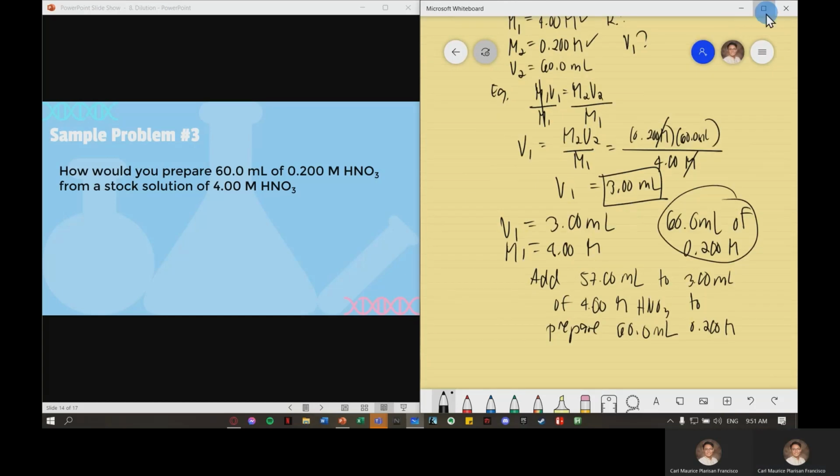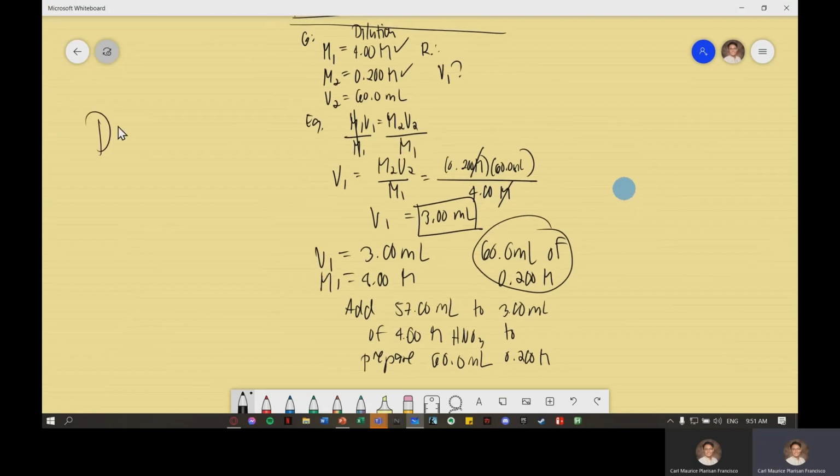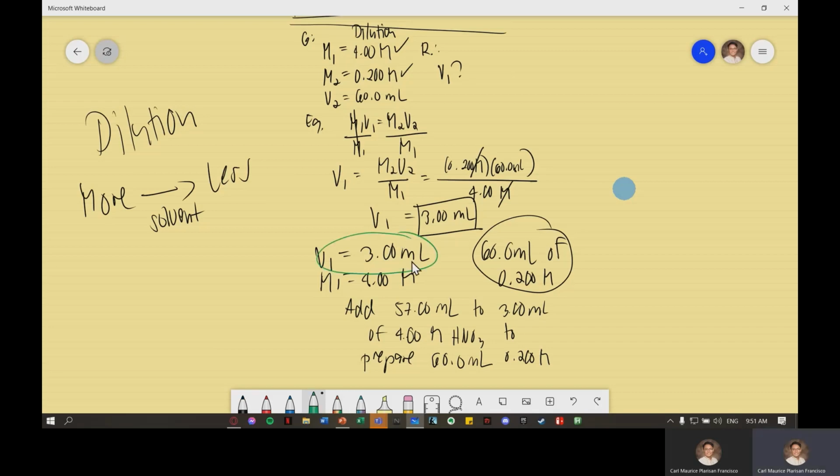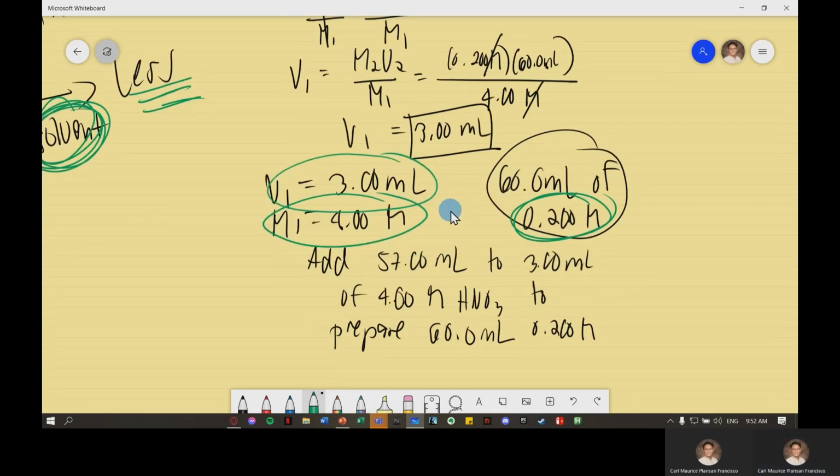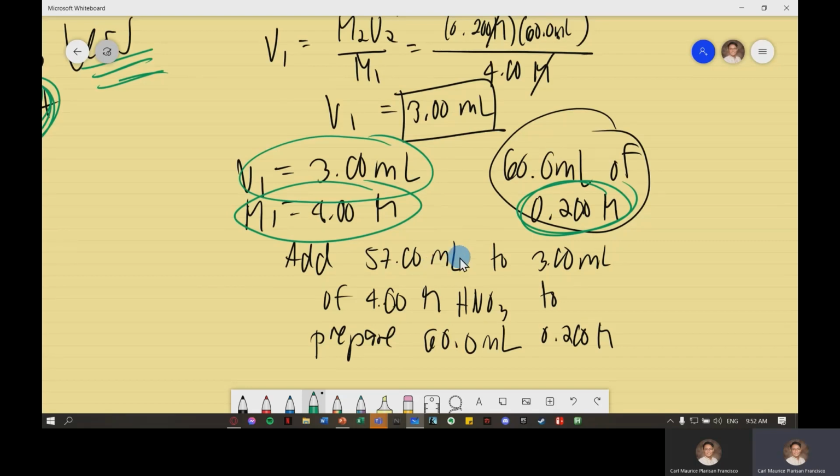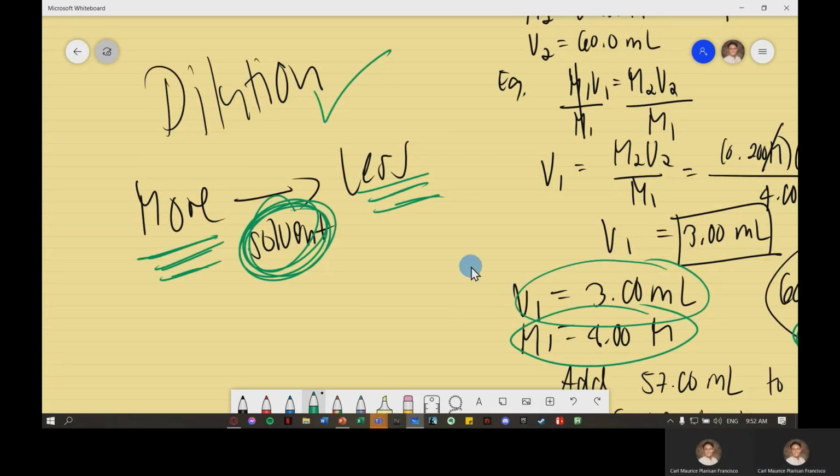Okay. And just to check if this particular solution follows your dilution process. Again, dilution is from more concentrated to less concentrated by adding solvent. So our initial is 3.00 and our initial concentration is 4. From being more concentrated, it becomes 0.200, which is less. Plus the fact that we added solvent, from being 3 milliliter, we added 57 milliliter to make it 60. Thus, it follows the dilution process. Okay?